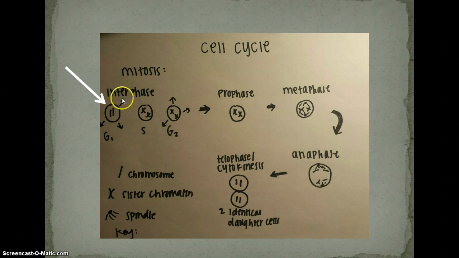As you can see, this process is very complicated, but checkpoints are ensured along the way at the G1, G2, and M or mitotic phase, so that the cell is very fluid and no mistakes are generally made.